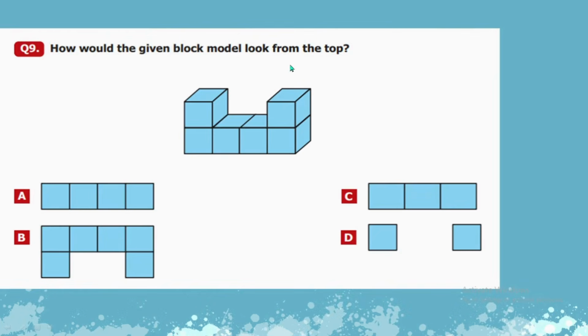In question number 9, how would the given block model look from the top? So C and D are definitely not in our options because there are 4 cubes, but here there are 3 and then 2. So obviously when we will look at from the top, at least 4 squares should be visible to us. So if we consider B part, it's not true because that will be the figure if the upper cube is attached with the lower one. In that case, we would be able to get the B part. But here, when we will look at the top, A will be the option that will be visible to us.